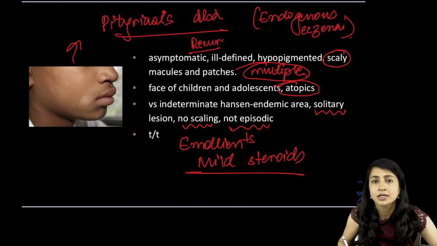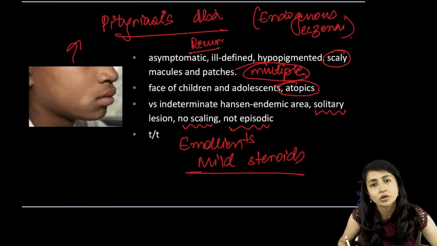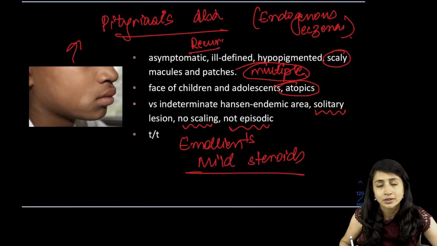Pityriasis is scaly, alba is white, right? And it is not vitiligo. Vitiligo is depigmented. This is hypopigmented. Okay, so don't even confuse it with vitiligo here.